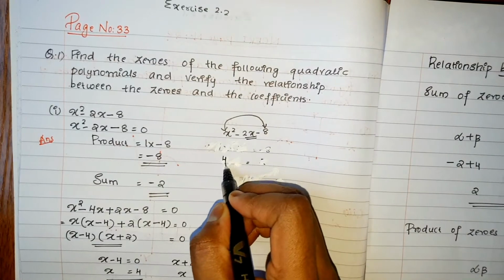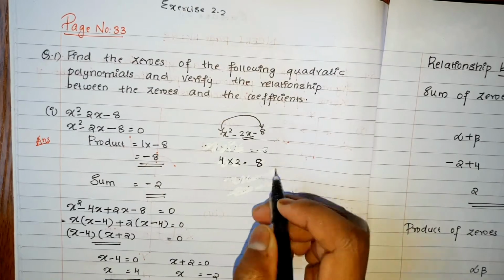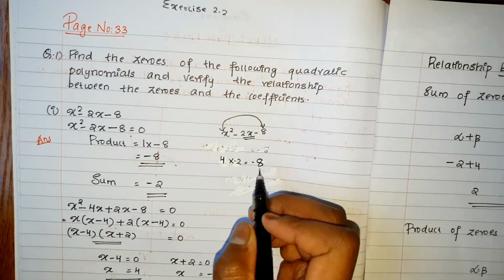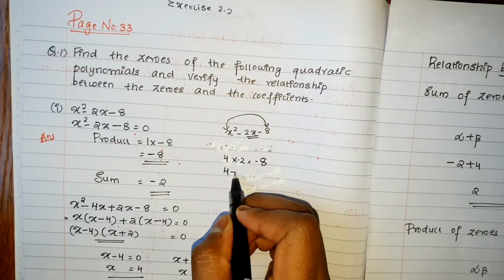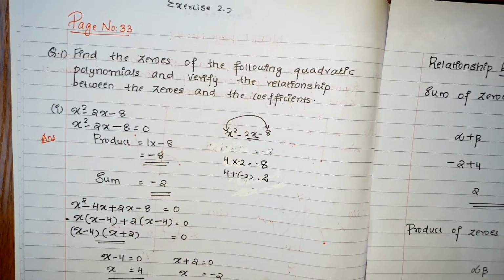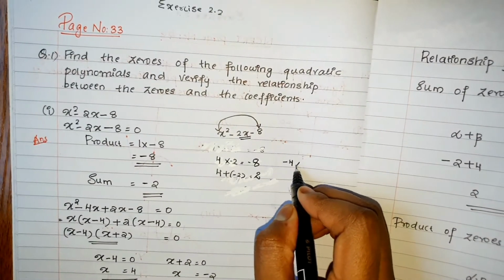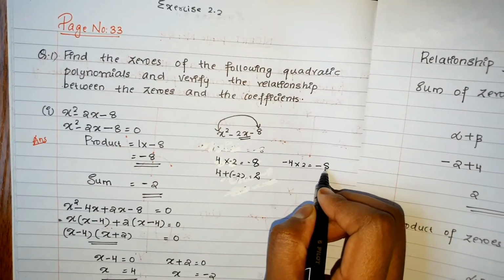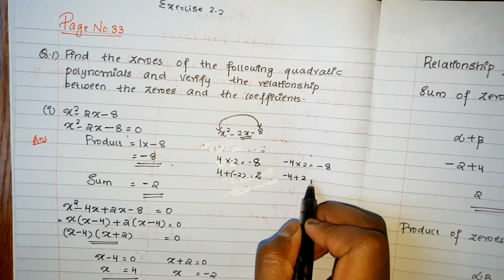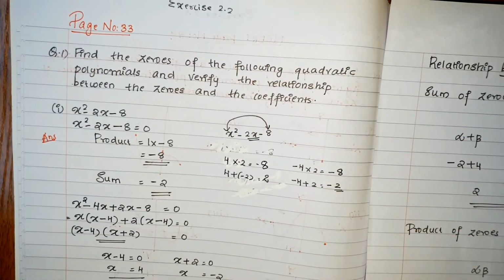For example, I am taking 4 and 2. Okay, 4 into 2 is 8, but I am not getting minus 8. So, I am putting a minus here at 2. Okay, now it is okay, I am getting minus 8. So, 4 plus minus 2 is only 2, but we have to get minus 2. So, we have to change the sign. I am taking minus 4 into 2. Okay, I am getting the same minus 8, and minus 4 plus 2, yeah, I got minus 2. So, my two numbers are minus 4 and plus 2.